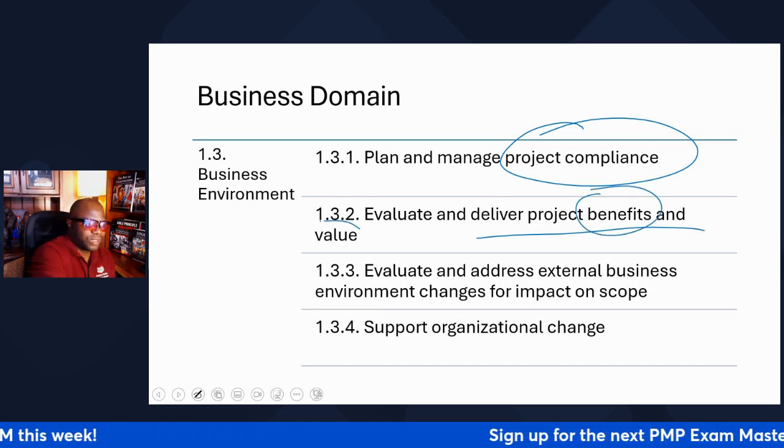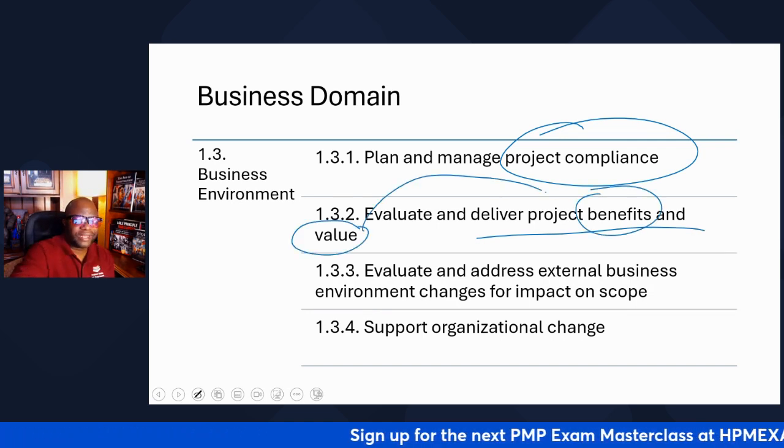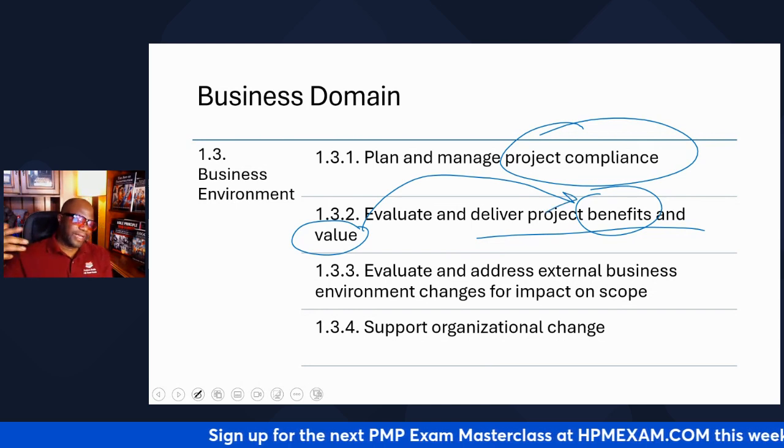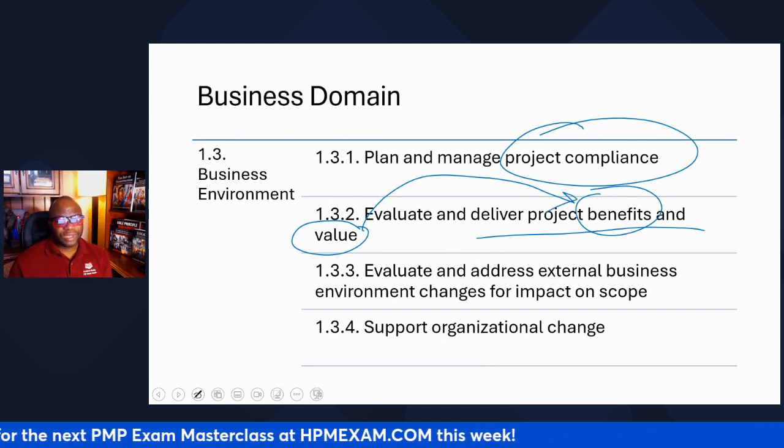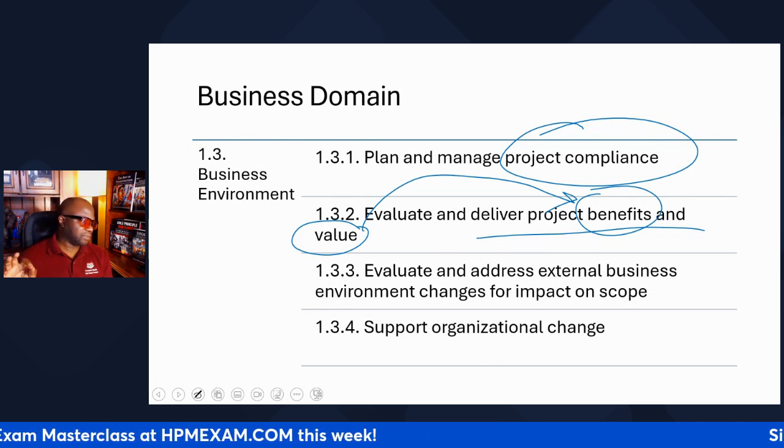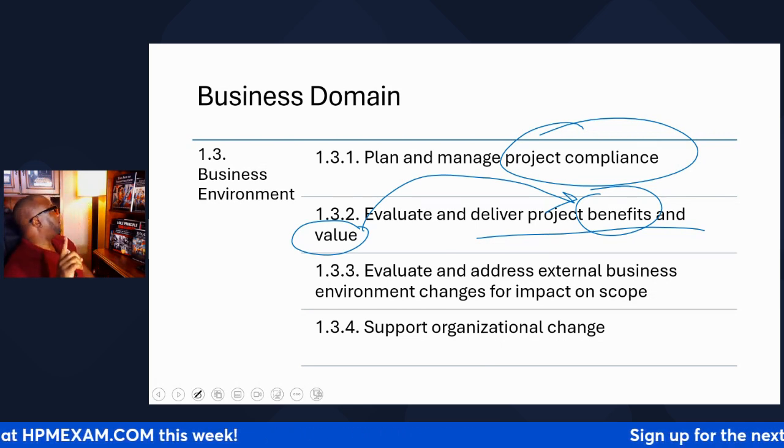Evaluate and deliver project benefits and value is the next one. Benefits and value. What did I say is value? Value is your net quantifiable benefits that a customer experiences. And we have tangible and intangible value. This is very well covered. You're going to make me get my PMBOK 6.